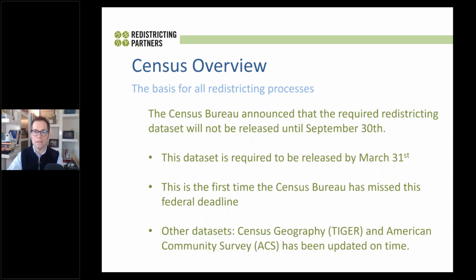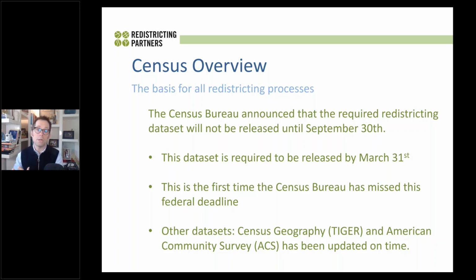So the census data is required to be released in different data products and different sets. The redistricting data set is supposed to be out by March 31st. This is the first time in a long time that the Census Bureau has missed this deadline. In addition to the redistricting file, there are other data products they have to release that are actually on time. So the geography, in a GIS sense, the shapes of each census block, that data set has been released on time.